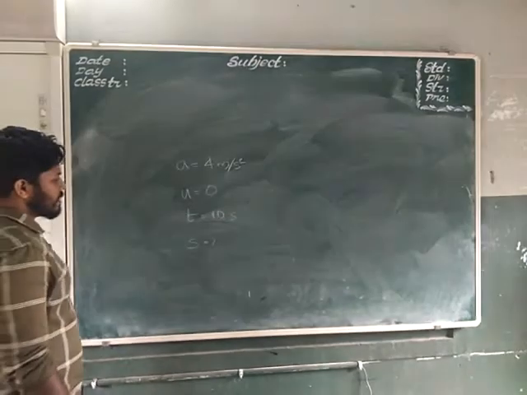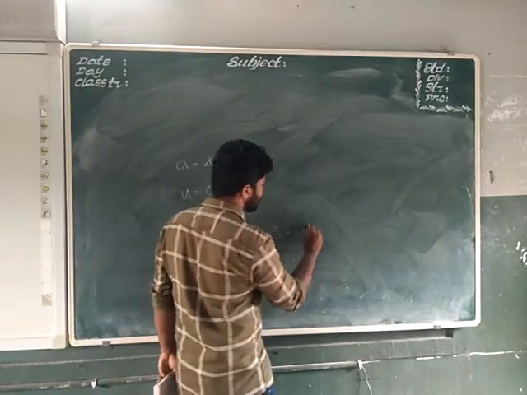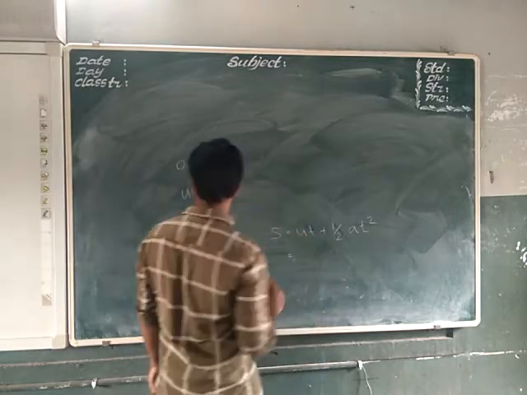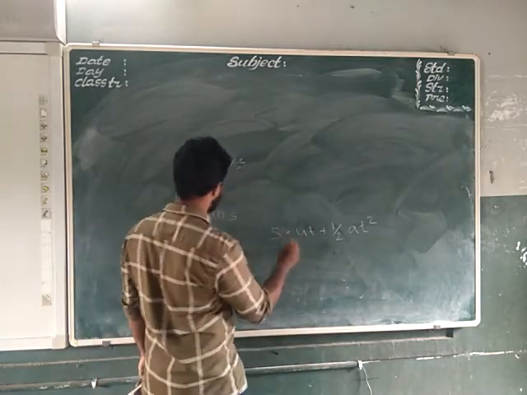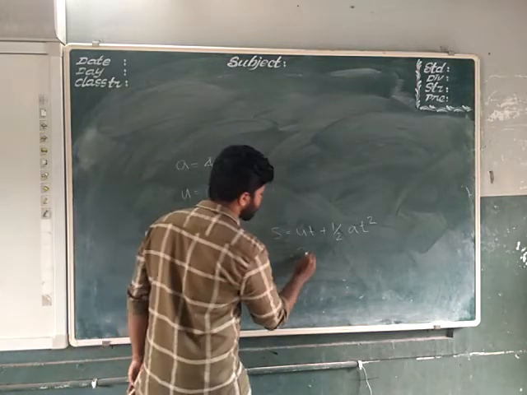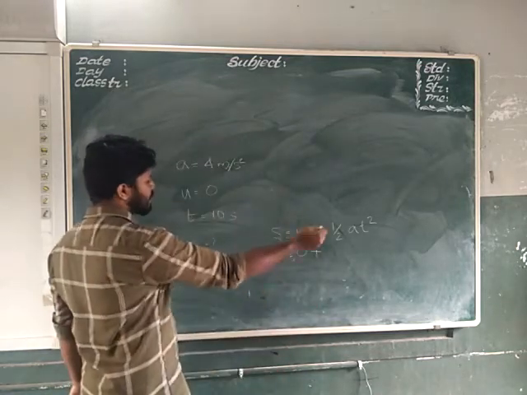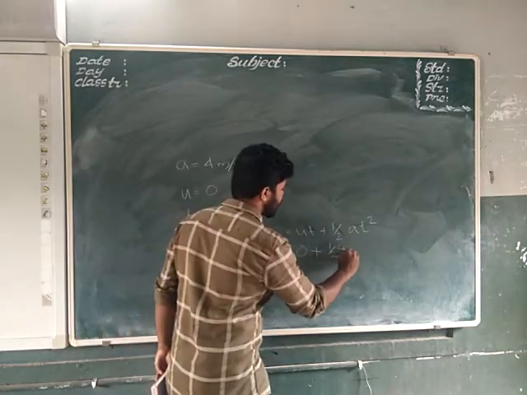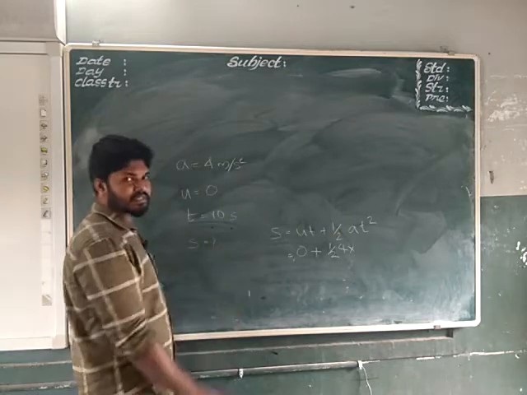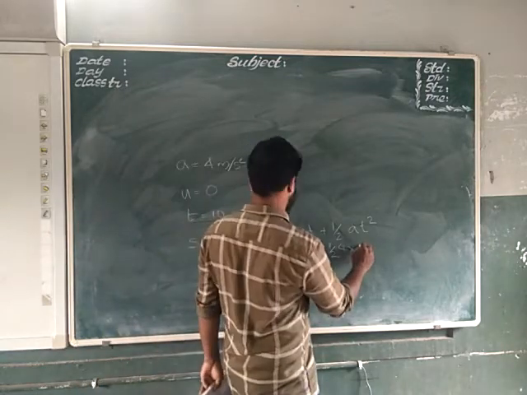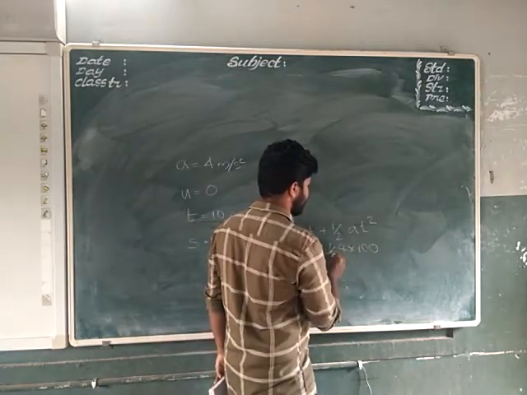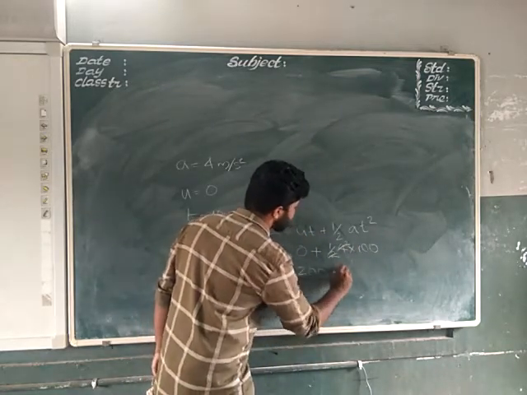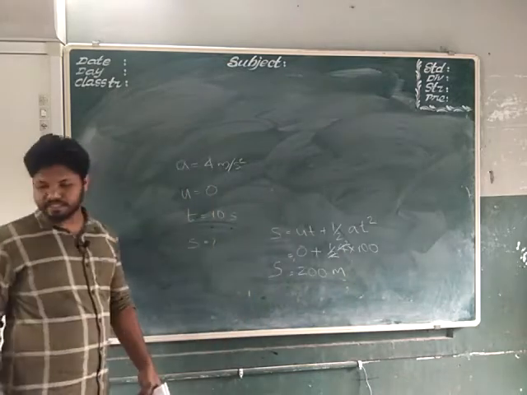The equation for finding s is equal to ut plus half a t square. Here u is equal to 0, so 0 into t means 0. This term becomes 0. Half a t square: half into a, which is 4, into t square, 10 square, which is 100. We can cancel the 2, and 2 into 100 is equal to 200 meter. So the answer is s is equal to 200 meter.